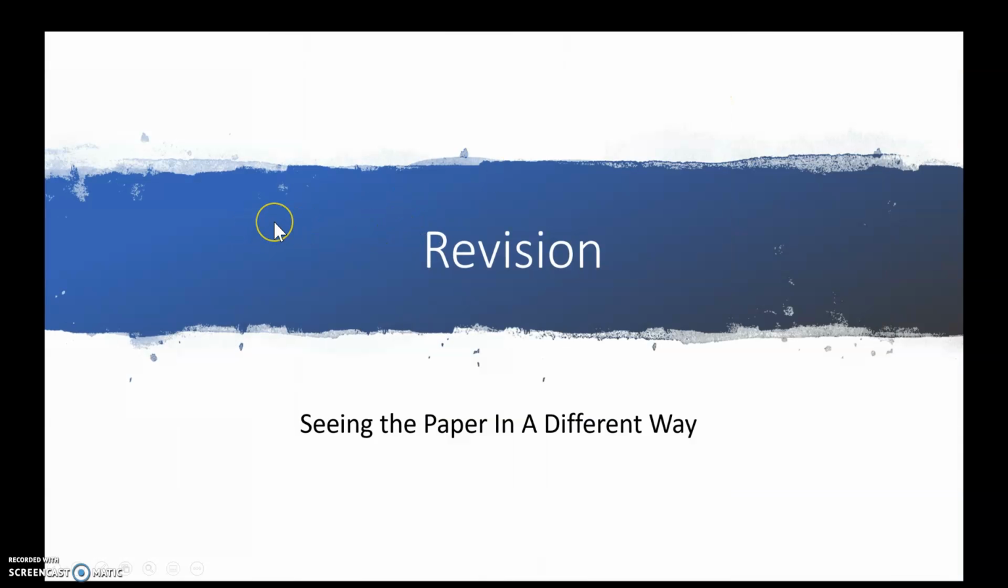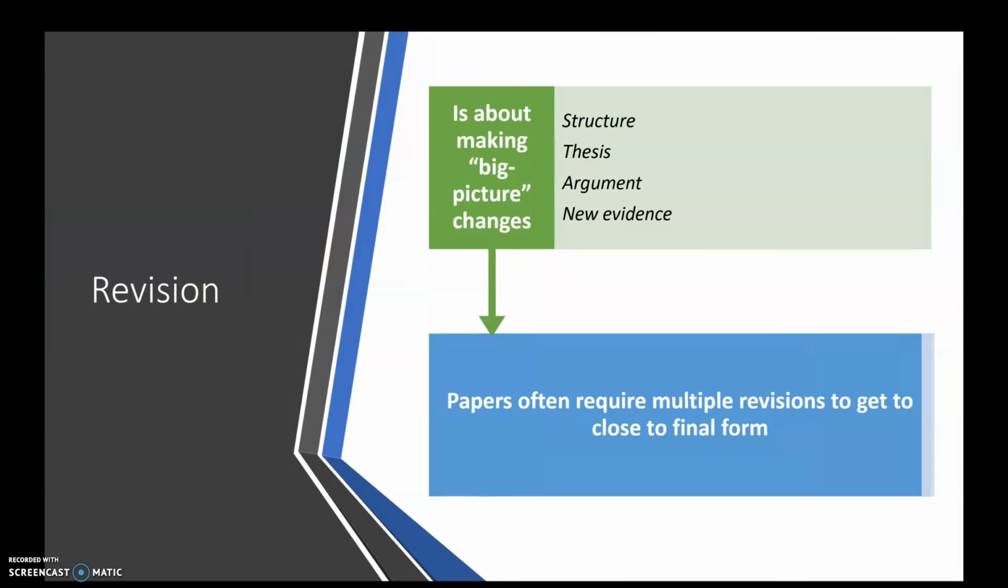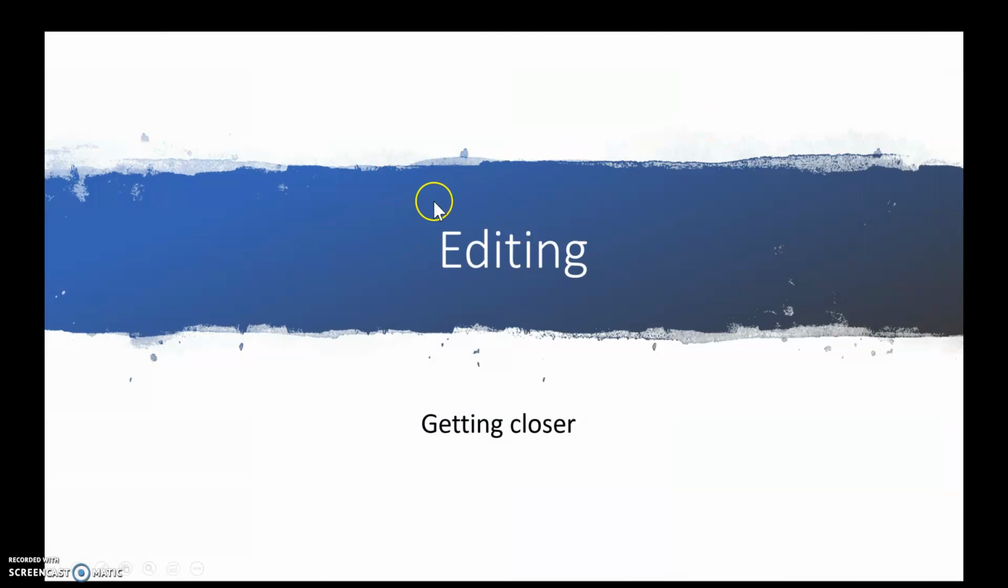So revision is literally revision. It's seeing something in a different way. In this case, seeing your paper or your paragraph in a different way. Revision is about making big picture changes to things like structure, thesis, and argument, or adding in new evidence. Often papers require multiple revisions to get close to final form, and by close to final form, we mean the editing step. So editing is what comes next.